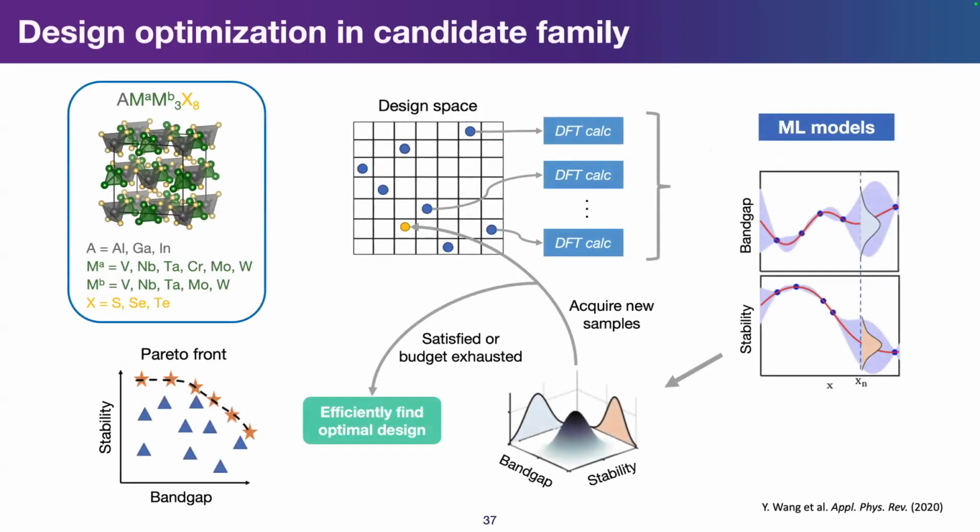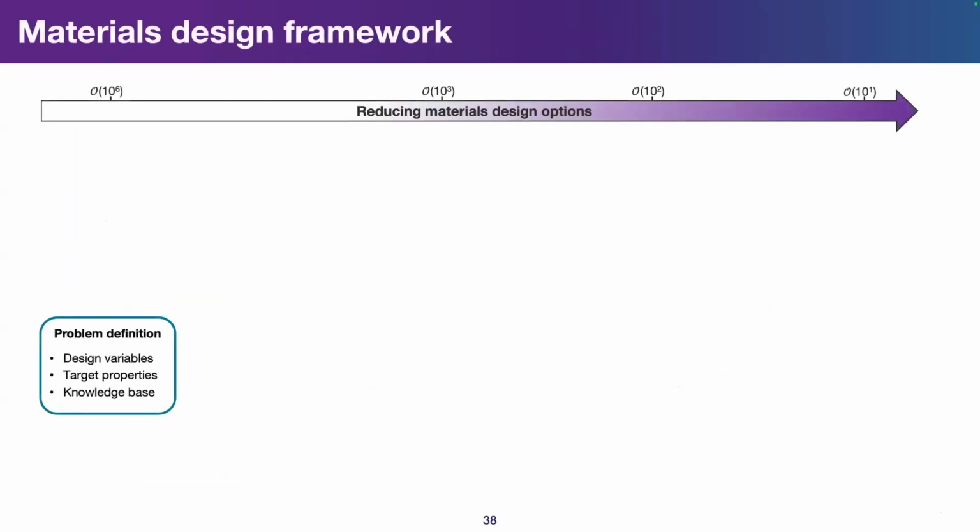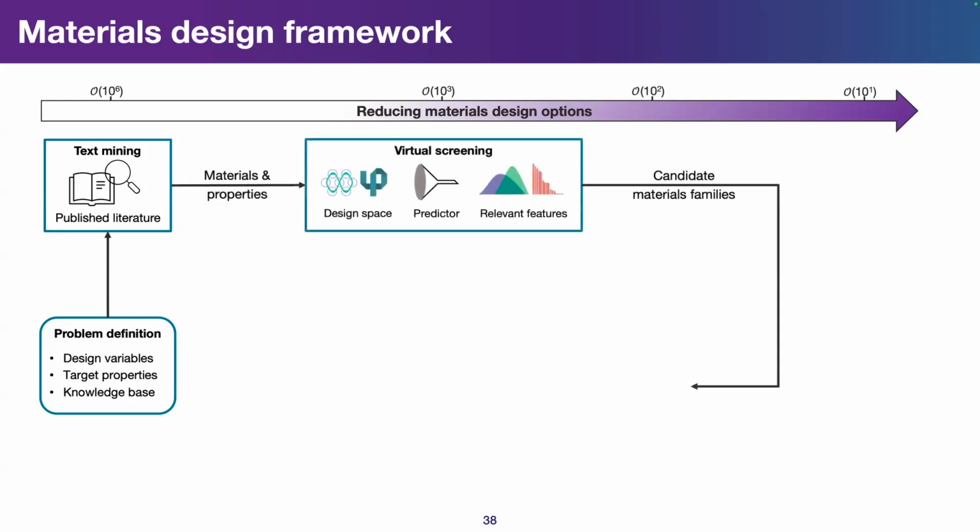And now we could do design optimization within each candidate family. This is a standard Bayesian optimization approach to optimize some properties for this material family. Because this is also not my work, I'm not going into details. But what I do here is integrate all these works into a materials design framework that's not restricted to MITs, but could also be used to solve other material design problems. As we define our design variables and targets, we could get a knowledge base of literature and use text mining to find the data within those texts. And with the data we find, we could perform virtual screening using machine learning methods and identify the candidate material families in this process.